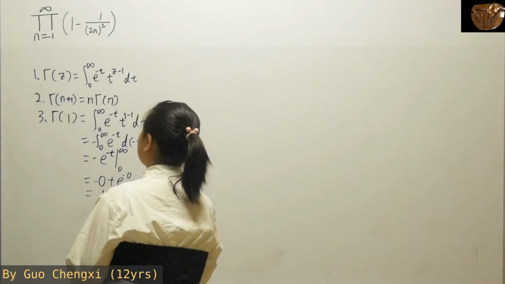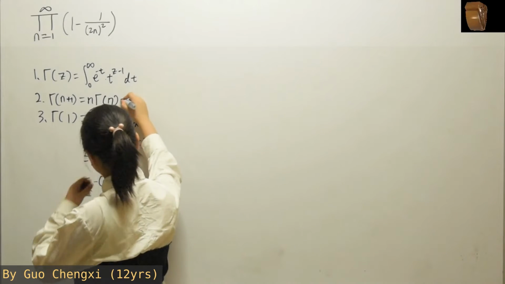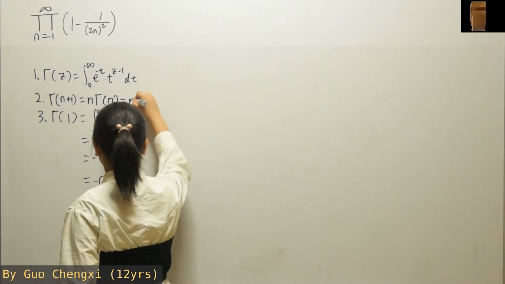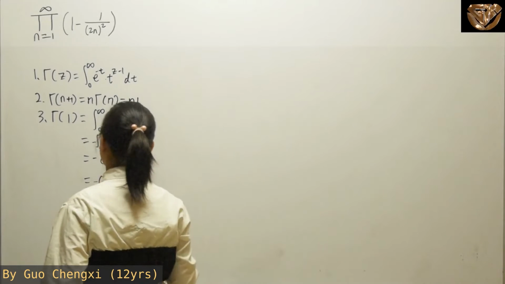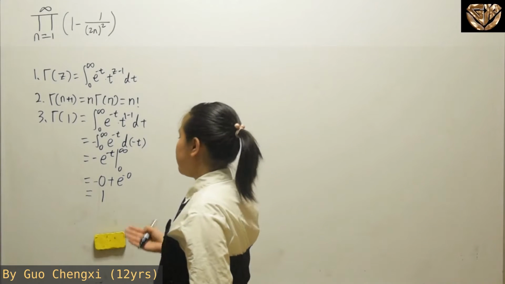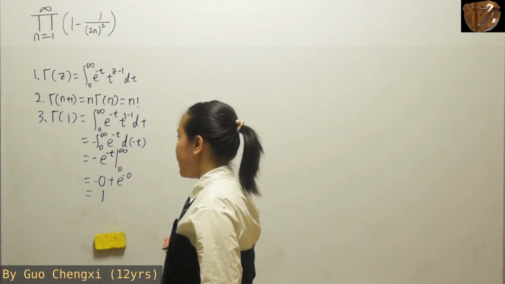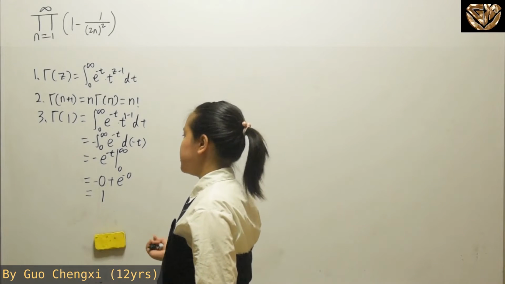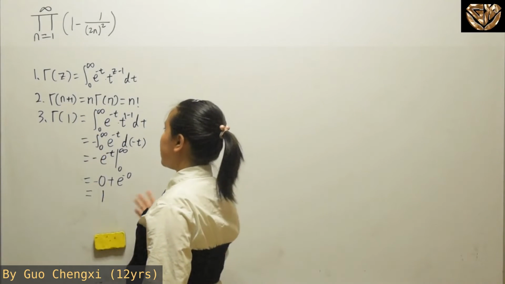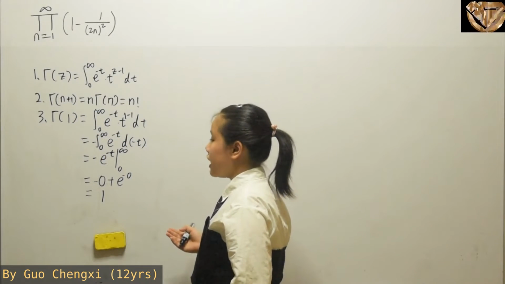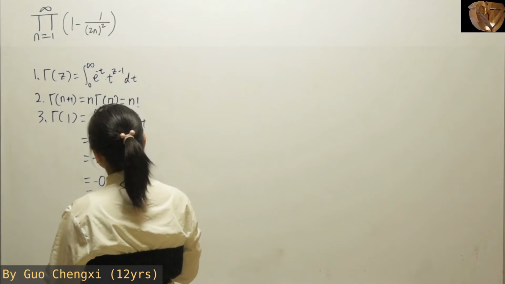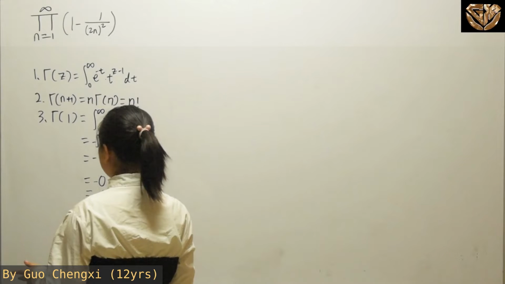So as you can see here, if you go by doing this, you'll keep on getting until you get n factorial, because even if you keep on doing it until gamma 1, gamma 1 is basically 1. So gamma of n plus 1 is equal to n factorial. Okay.